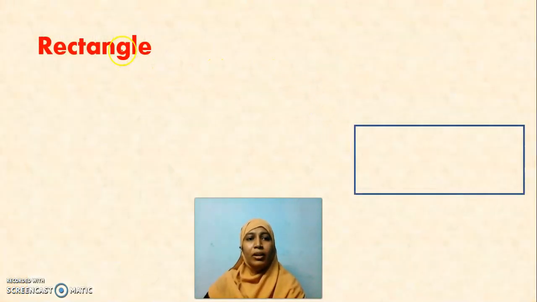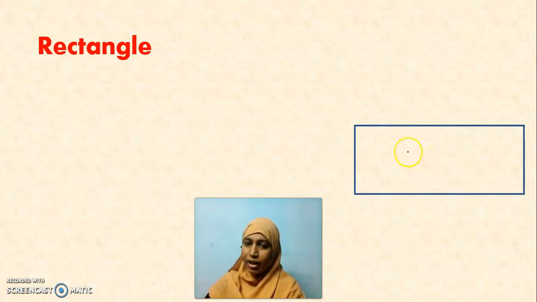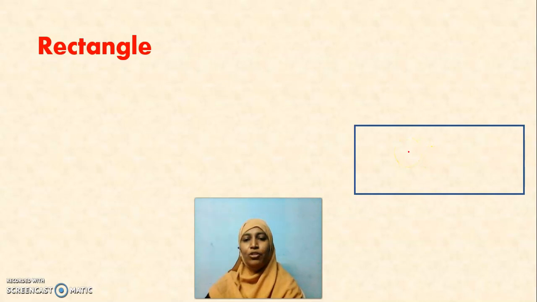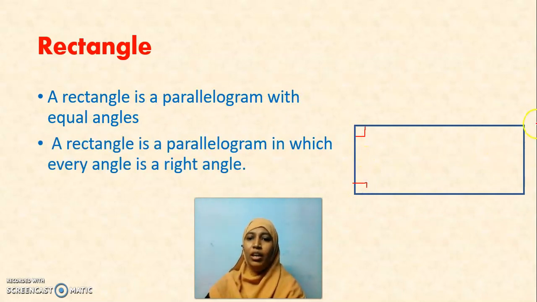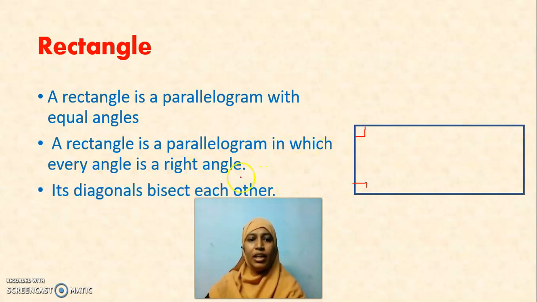Now the special shape, a rectangle. Is a rectangle a parallelogram? Yes, of course. Is every parallelogram a rectangle? No, need not be. Hope you understood how I asked these questions. A rectangle is a parallelogram with equal angles. And what is special about these angles? All the four angles are going to be 90 degrees. A rectangle is a parallelogram in which every angle is a right angle.